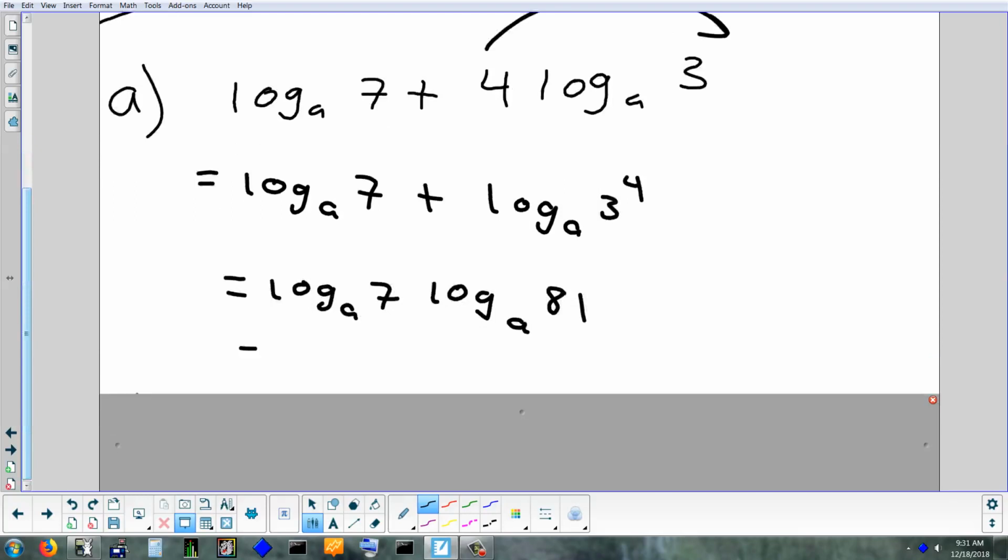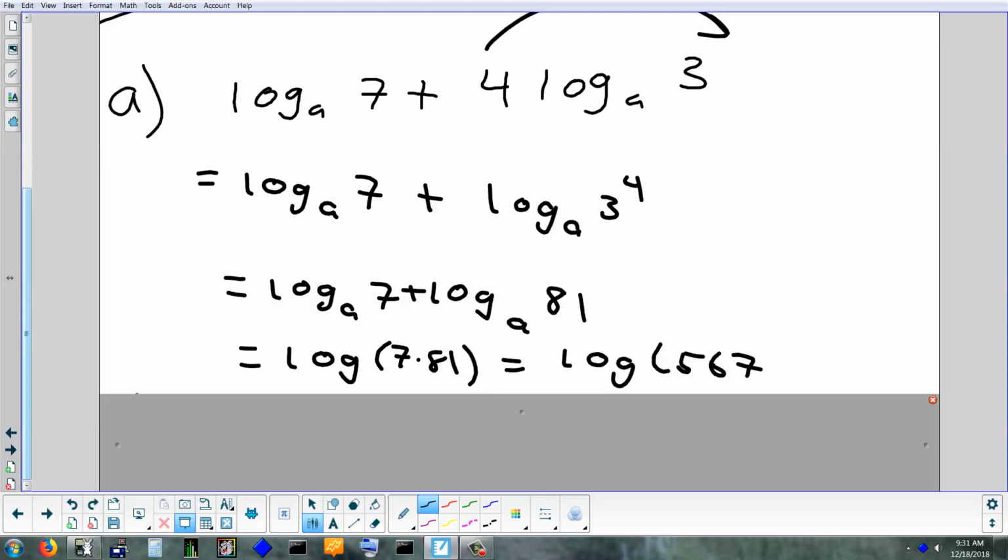I'm going to put them back together as a single log. How would they be recombined? We have addition. So what does addition turn into? Multiplication. 7 times 81, which is 567. And that's the final answer. Log base a of 567. Any questions on that?